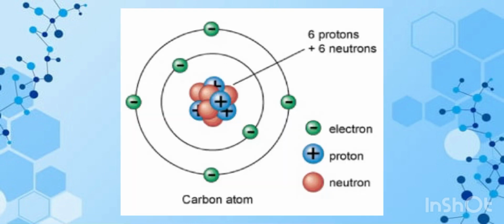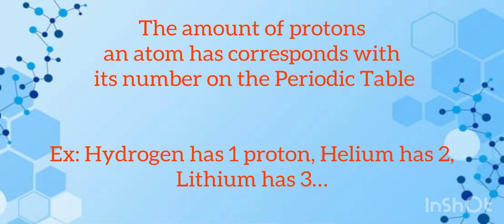You can see here in this graphic of a carbon atom that it has 6 protons and 6 neutrons in its nucleus. They make up its AMU, or atomic mass units, of 12. The rest of the atom is surrounded by 6 electrons. The amount of protons an atom has corresponds with its number on the periodic table. For example, hydrogen has 1 proton, helium has 2, lithium has 3, and so on.